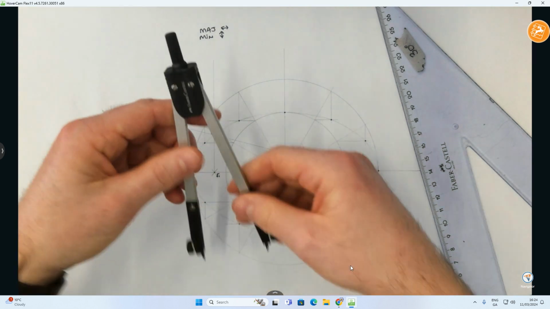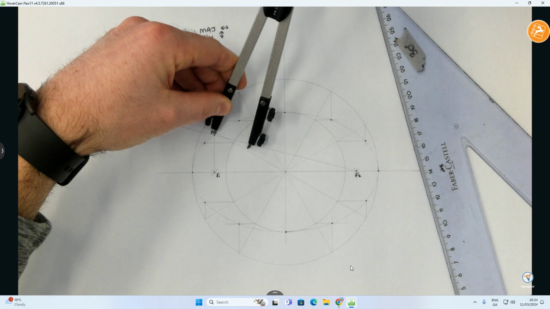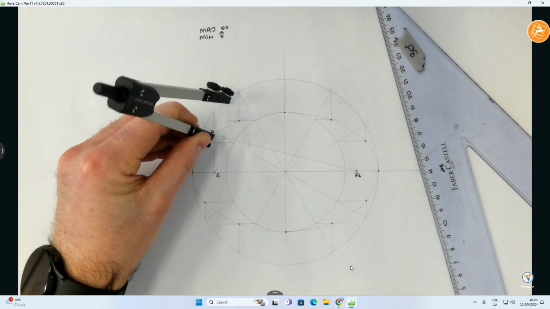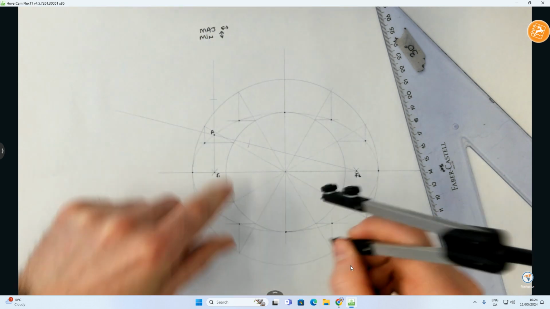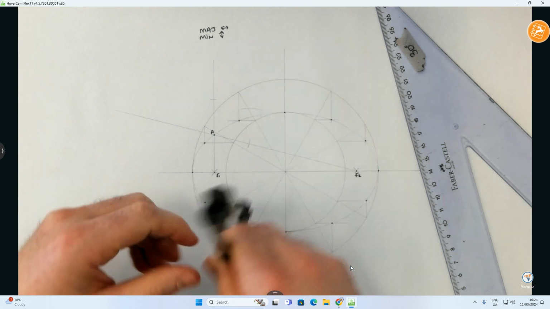So, if my compass is on A, I'm going to bisect that angle. So, swing an arc to cut the vertical line. And using these two points then, I'm going to swing an arc into the gap in here.